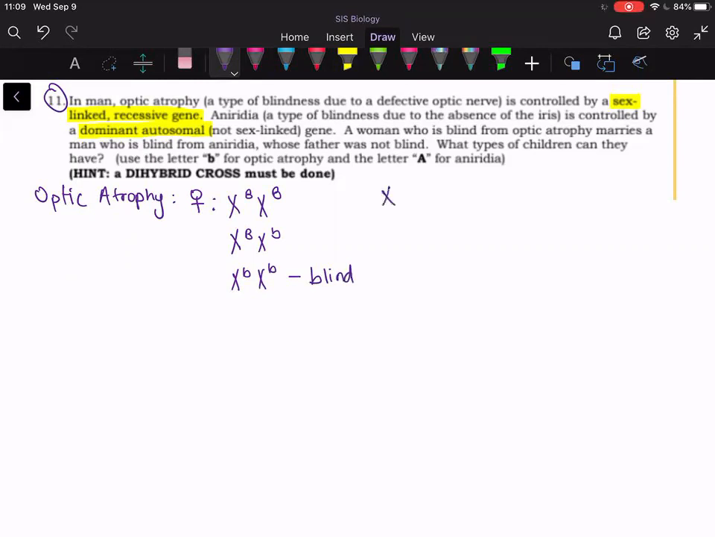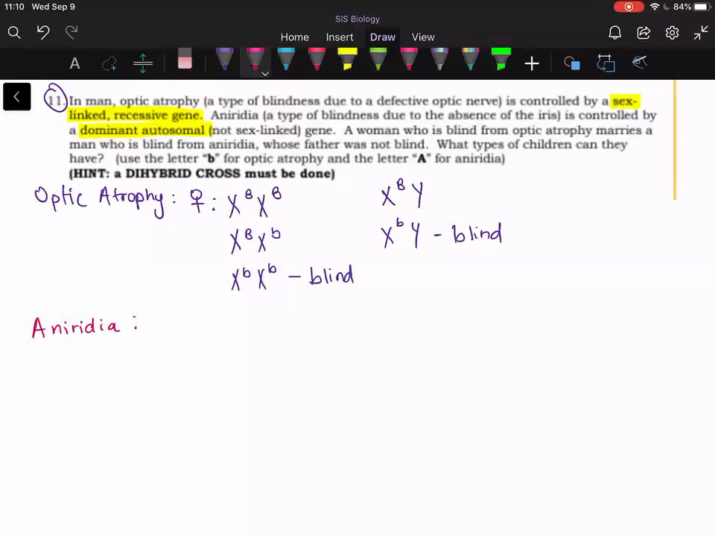For males, I can only have two options. And the one that is blind is the one that has the lowercase b. Okay, the next one, aniridia. Let me do it in a different color.